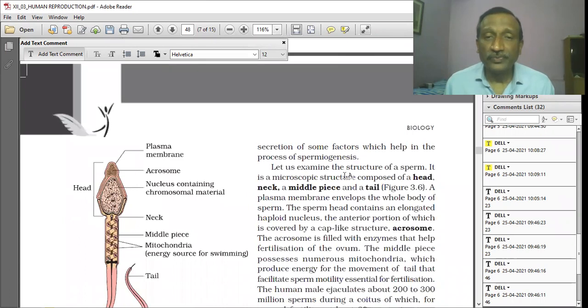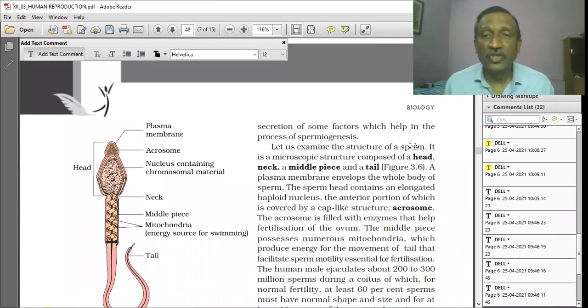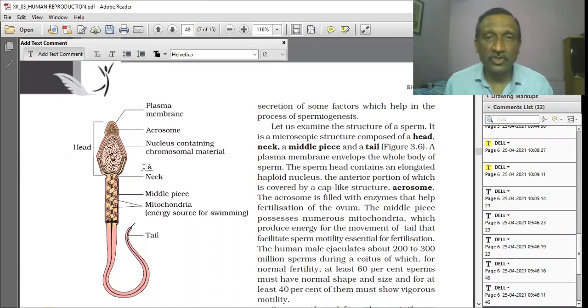Okay, now let us examine the structure of a sperm. What does a sperm look like? We have been studying since childhood that the sperm is a mobile structure, that is, a gamete which can move, whereas the female gametes are always stationary. So for movement it has its own tail.